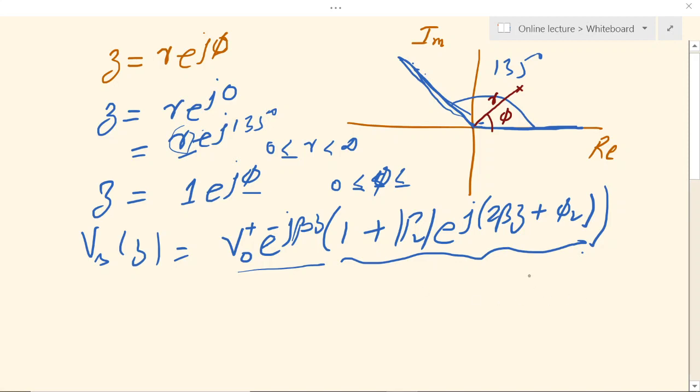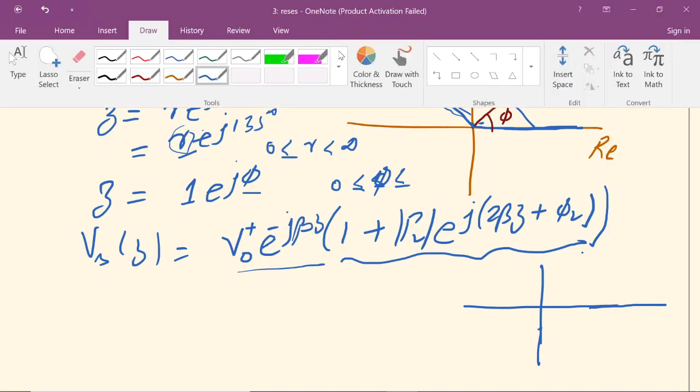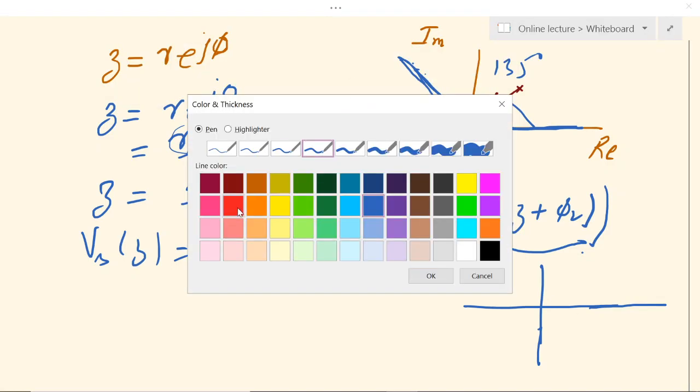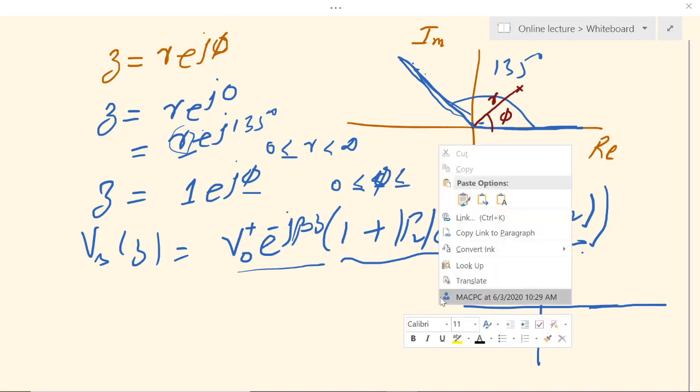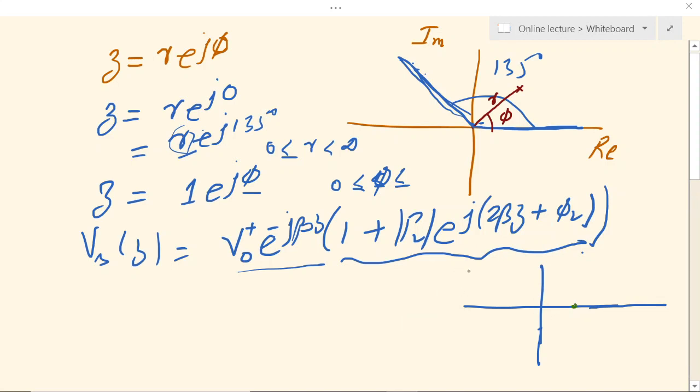So when you see this on the complex domain, how will it look? This one is a real quantity whose phase is 0, so it will be a fixed point here. So we have this point fixed at 1. This is a quantity of 1. Now you add this one. What is this one?